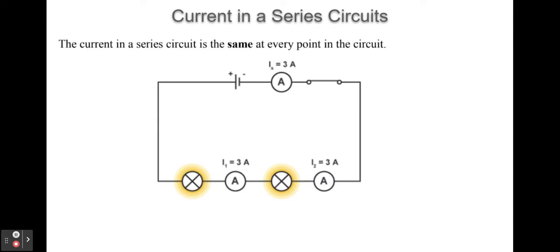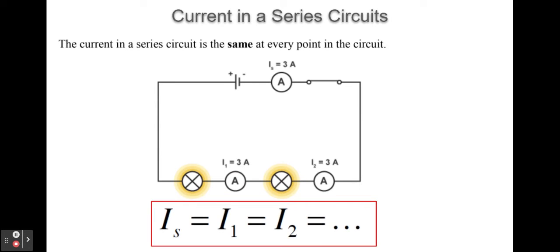Now, current in a series circuit is the same at all points because the same charge has to flow everywhere within the circuit. So if the current leaving the battery is 3 amps, the current all the way around the circuit will also be 3 amps. So we could write it like this: I_S equals I1 equals I2 and so on.